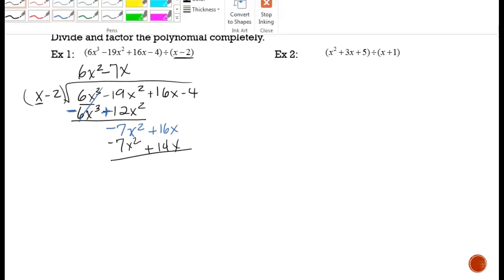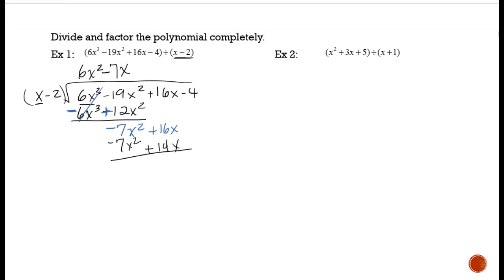Again, key step right here is you have to change the sign. This becomes positive, and this one becomes negative. So positive and negative 7x squared, that turns to 0. So now I have positive 16x minus 14x gives me a positive 2x minus 4.